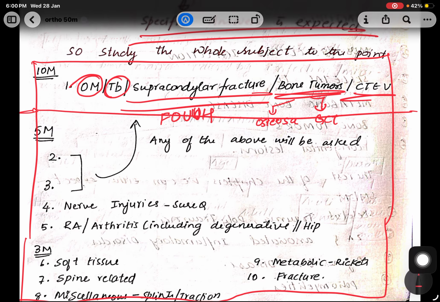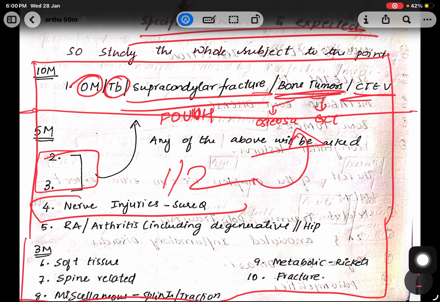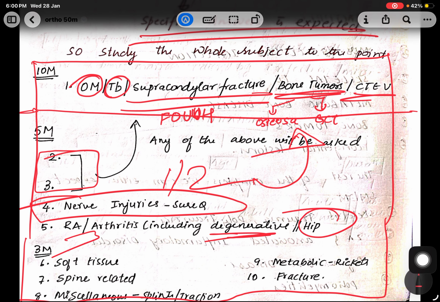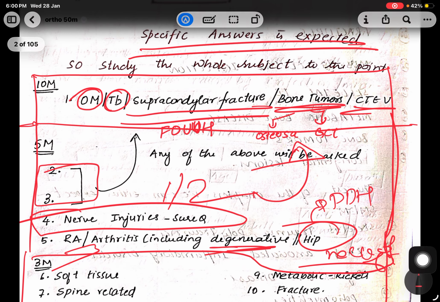For 5 markers, any two out of the 4 questions they ask will come from somewhere here itself. That's why I told you the importance of studying the 10 marker topics: one or two will come from this part. One question will come from nerve injuries, which we'll discuss. One question will relate to arthritis, either degenerative or rheumatoid arthritis. Or you might get a question from the hip, that is posterior dislocation of hip or neck of femur fracture. These are the predictable 5 mark questions.